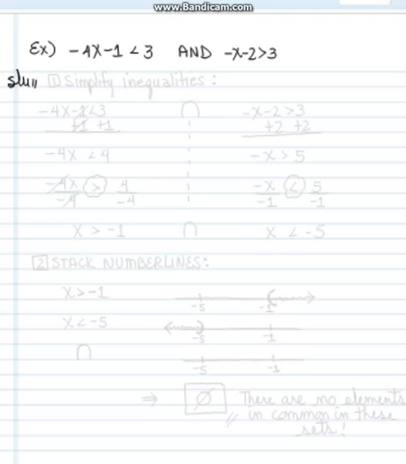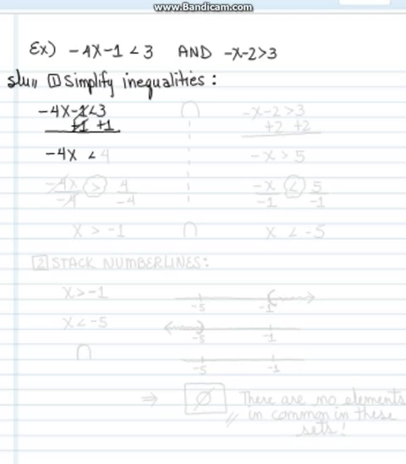So taking the first inequality, let's see what we get. We've got negative 4x minus 1 is less than 3. The first thing we do is move the negative 1 to the other side by adding 1 to both sides. And that leaves us negative 4x is less than 4.